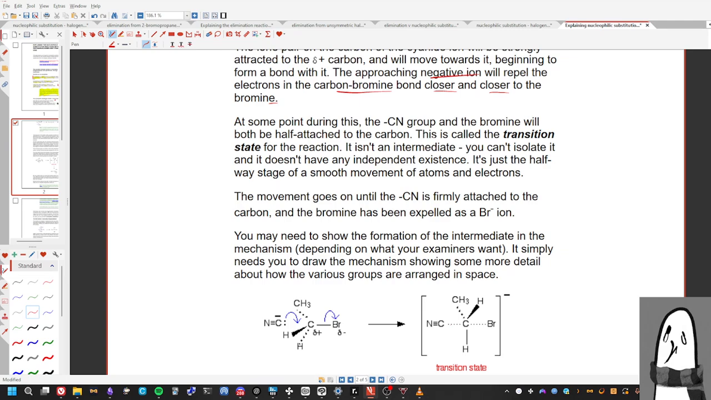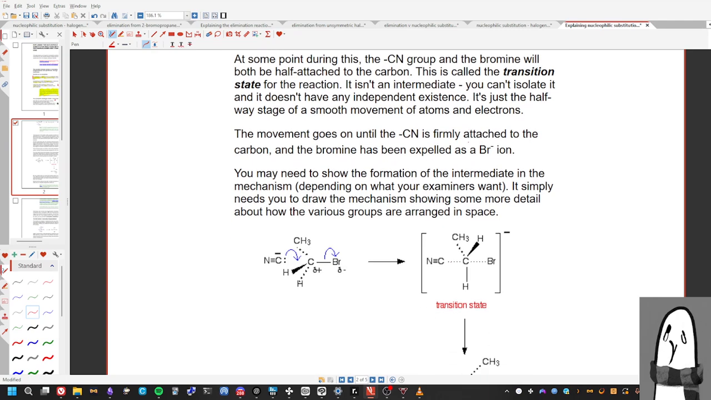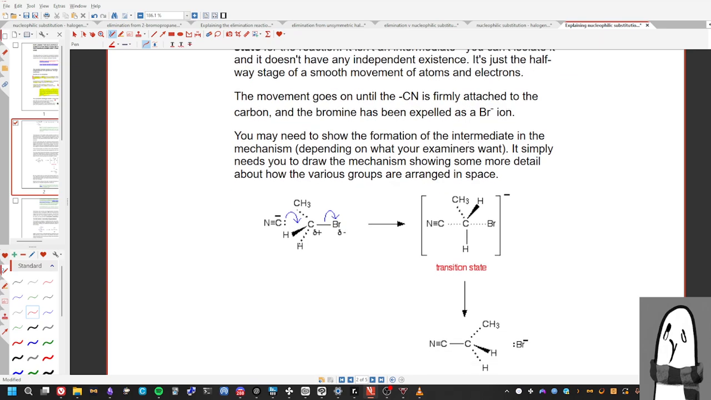This is called the transition state. It's not an intermediate. You can't isolate it, and it doesn't have any independent existence. It's just a halfway station through a smooth movement of atoms and electrons. The movement goes on until CN is firmly attached and the Br has been expelled as a Br- ion.